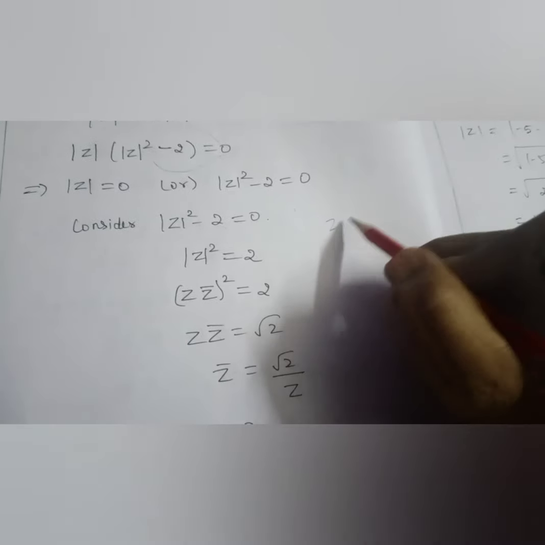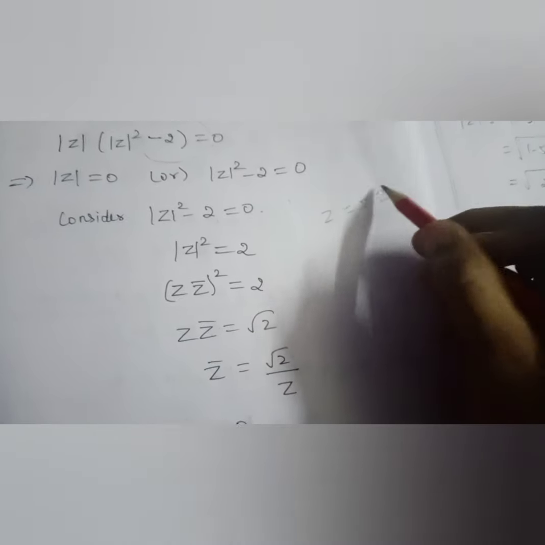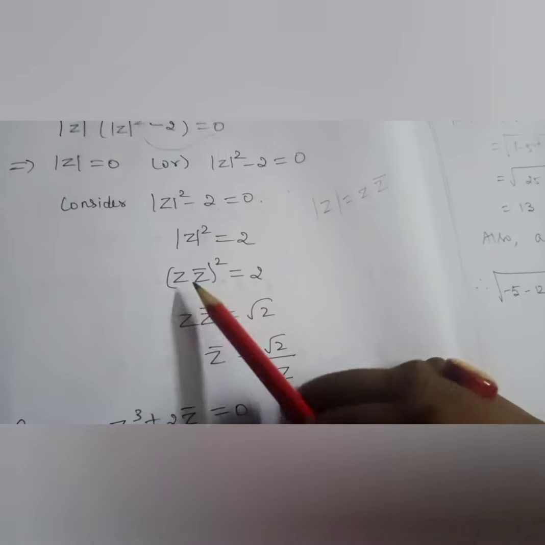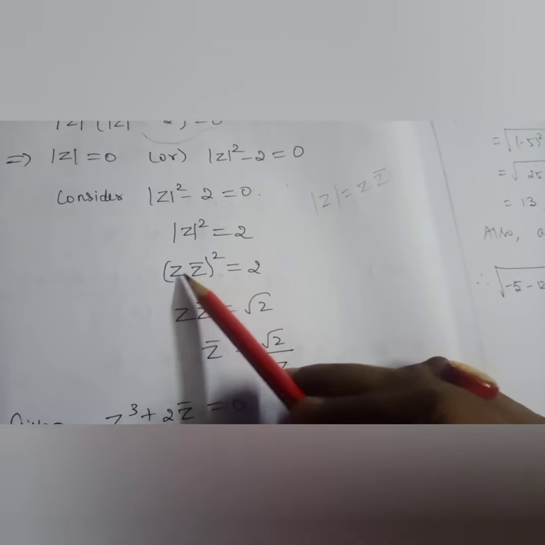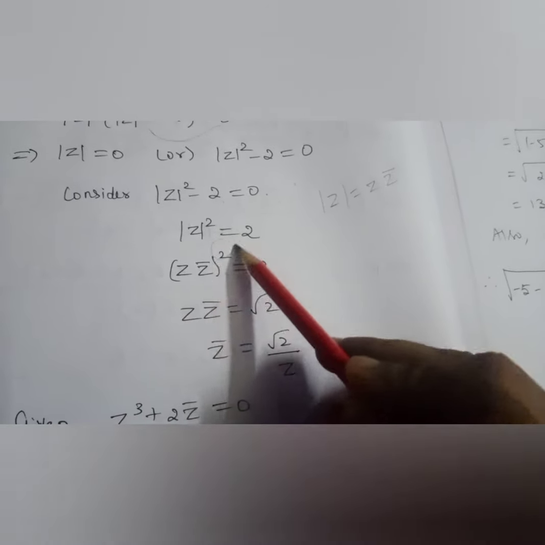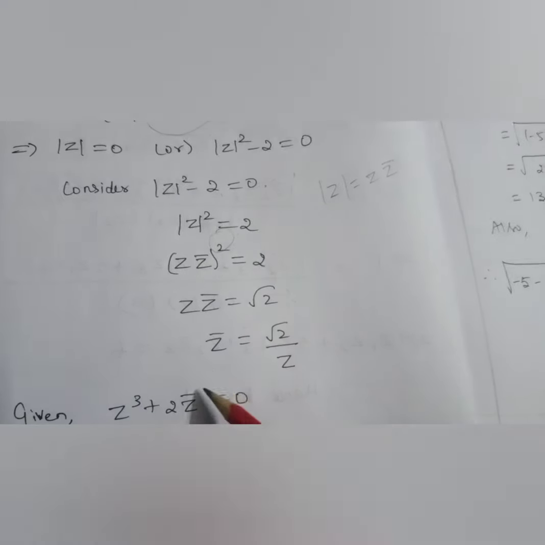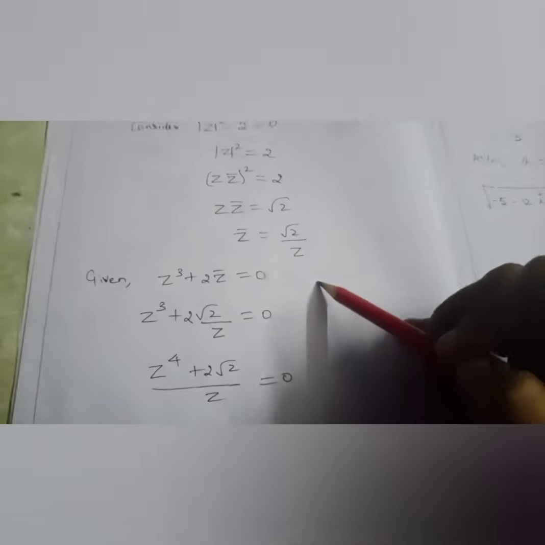Again we have this property, mod Z square can be written as Z into Z bar. So mod Z can be written as Z into Z bar means I can apply it here also. This will be Z into Z bar the whole square. When this square goes to the other side, it will become root. So mod Z is equal to root 2, and Z bar is equal to root 2 by Z.